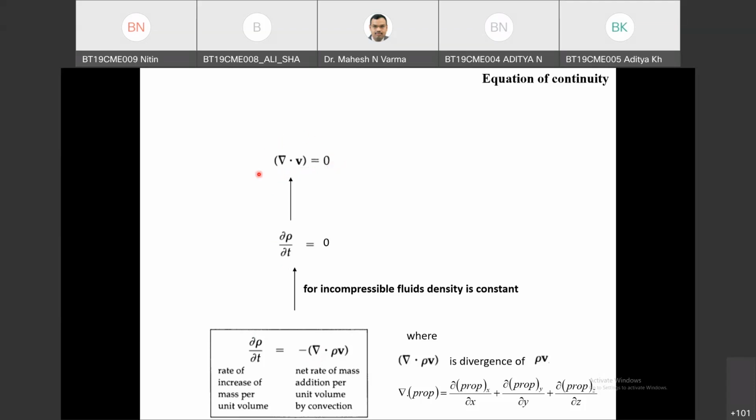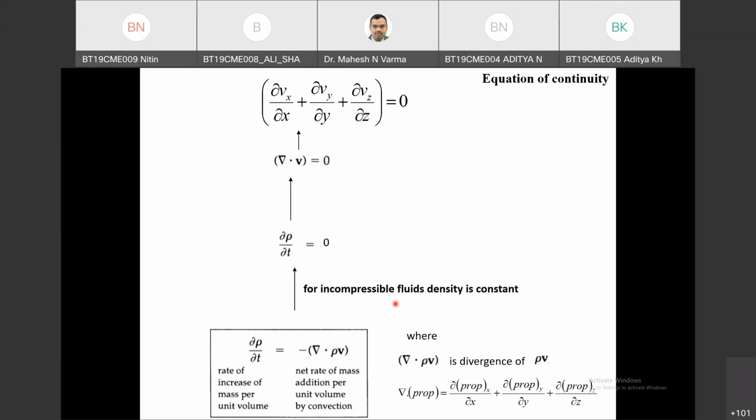This is the equation of continuity for incompressible fluid. This is the generalized equation of continuity, but applied to incompressible fluid. So I can write the same equation in this form, del dot V equals 0, and this equation we have already used. This is the divergence of velocity equal to 0. That is also the equation of continuity, but it is applicable for incompressible fluid, and this is the generalized equation of continuity.